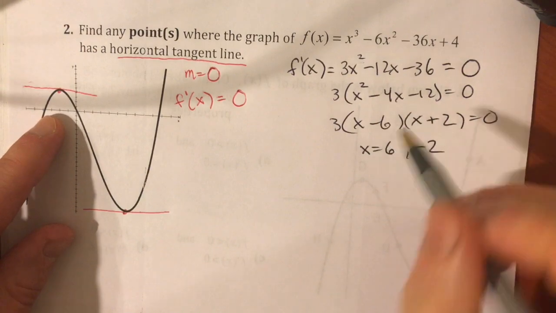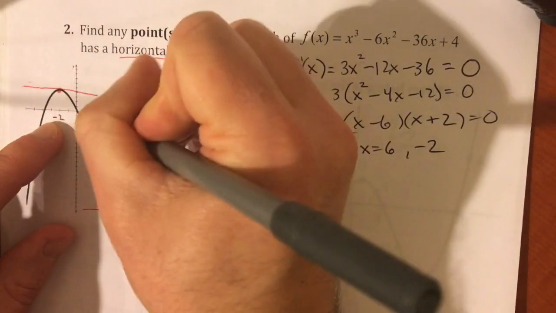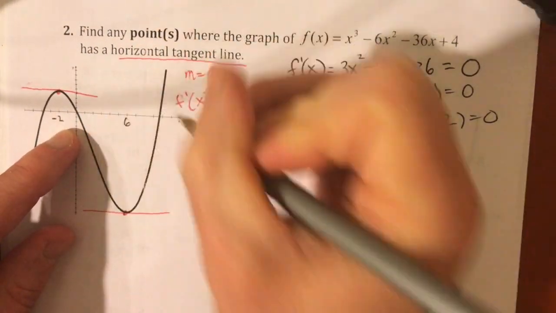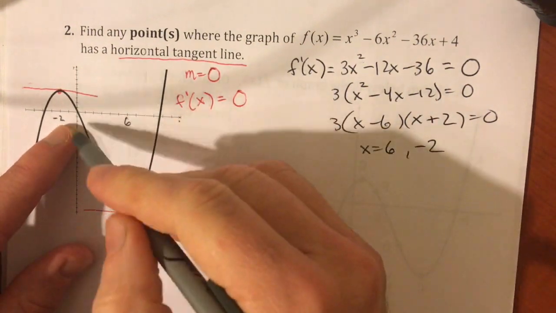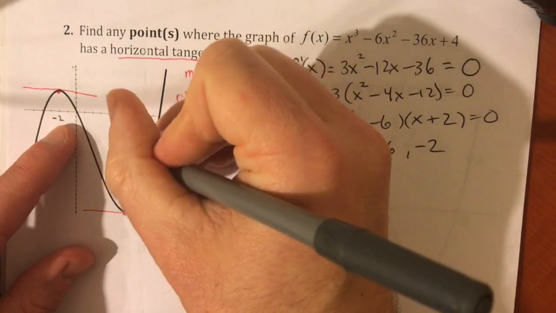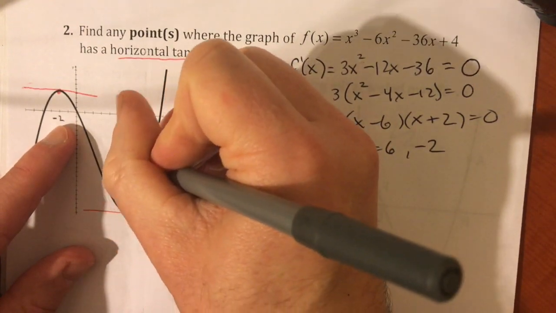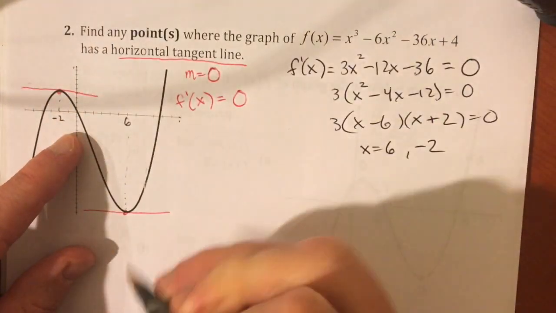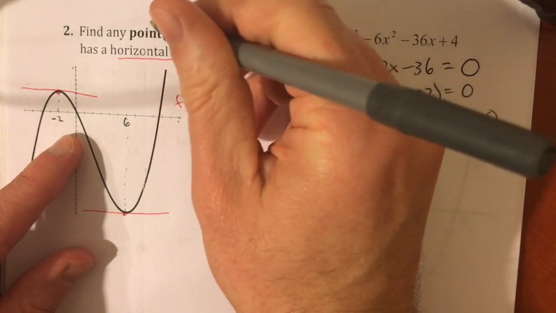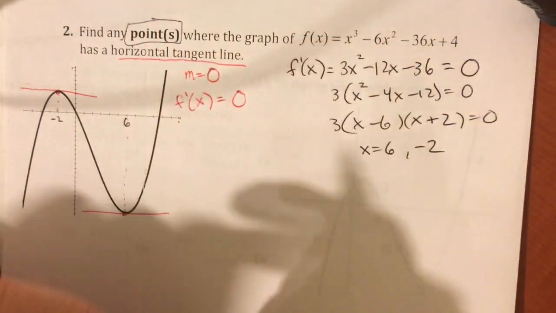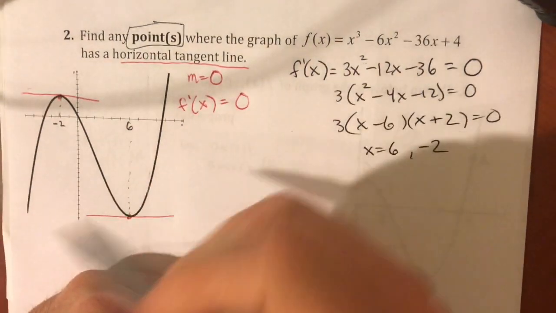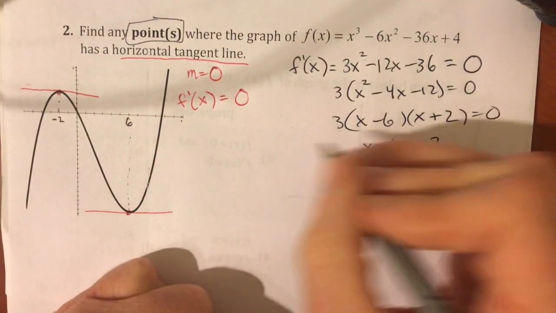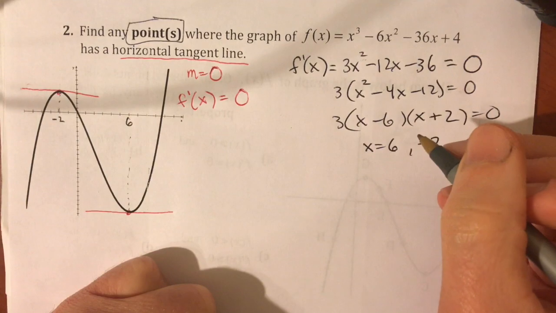Which, of course, you may have been able to tell on the graph here, but that would be assuming that the x scale was 1. I did provide it just so you can visualize that that's what happens, right? You're talking about this spot and this spot. However, notice the direction said find any points. Find any points, meaning coordinates, ordered pairs. So we need to find that y value at 6 and that y value at -2.